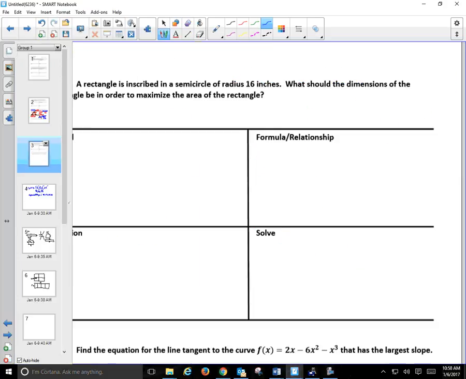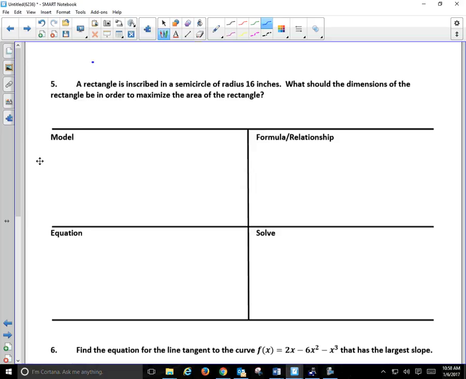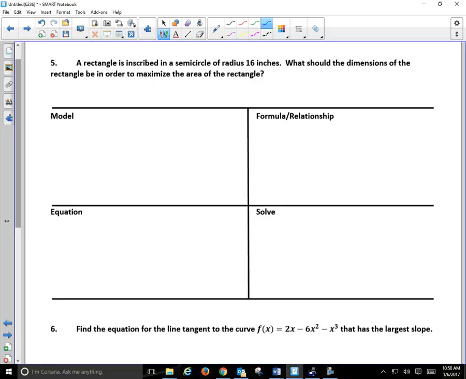Okay, let's try one that's a little bit more challenging. We're going to do one more rectangle problem, and this one's inscribed inside of a semicircle. And the semicircle has a radius of 16.